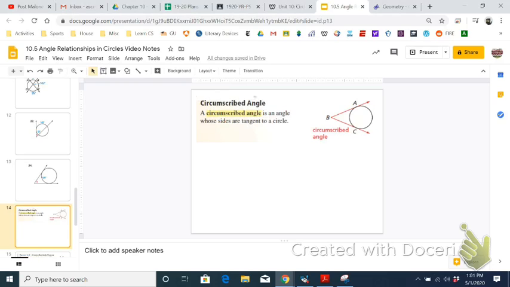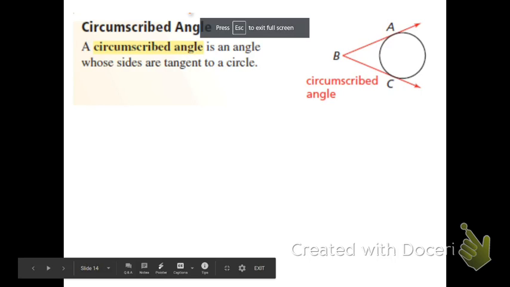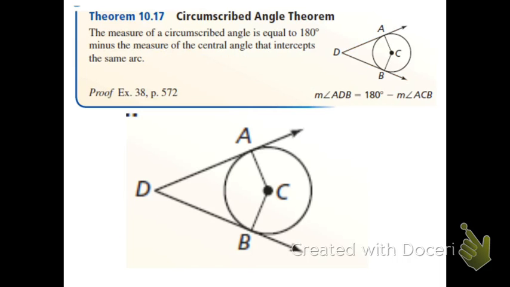Okay, so that's called a circumscribed angle. Alright, so circumscribed means that this circle is inside of that angle. Oops, sorry. We also see it in this picture here. Okay, so this circle is inscribed in that angle because 2 of the points are on the angle.